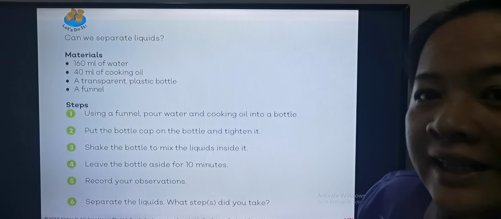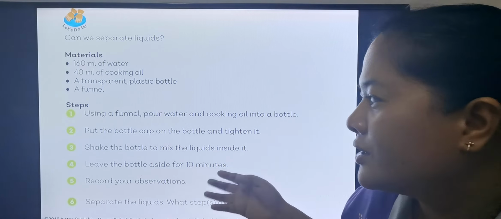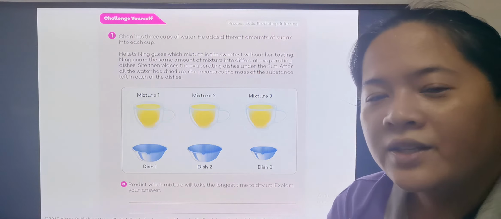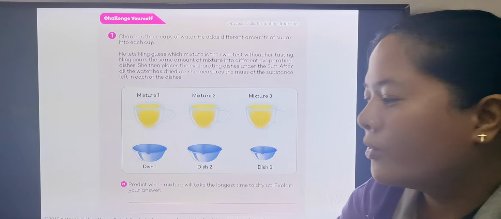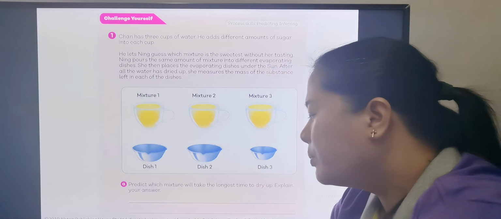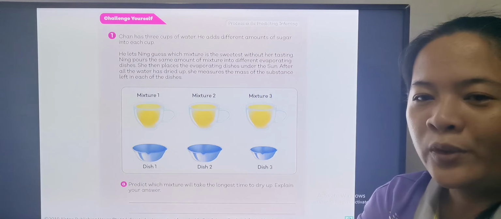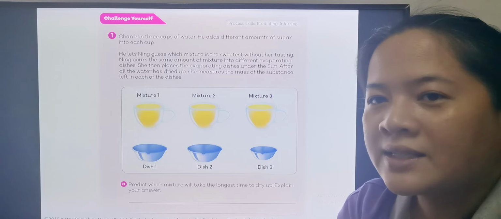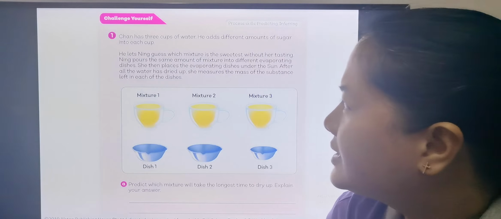These are activities. We're going to discuss some of these activities next week. For today, your homework is in your workbook, page 19 and 20. It's Challenge Yourself. Okay, let's discuss.